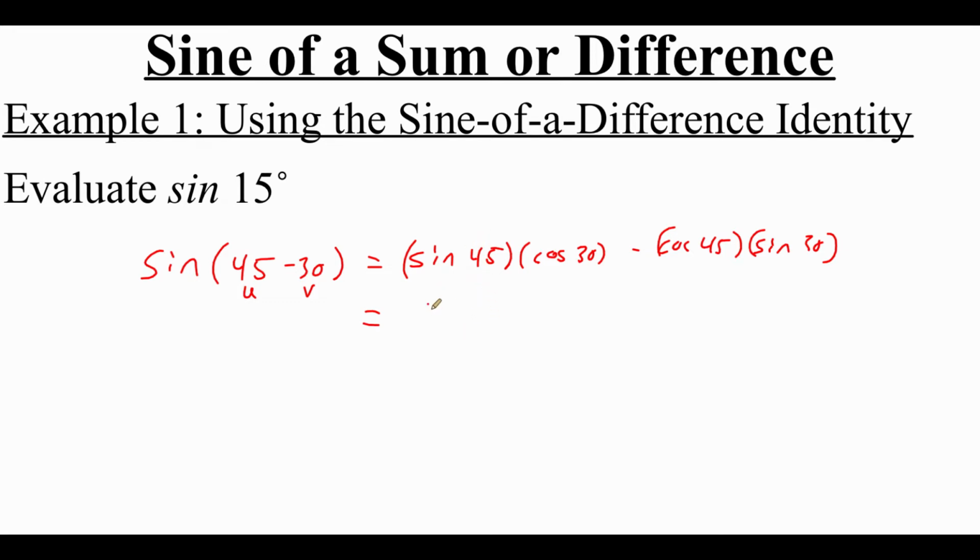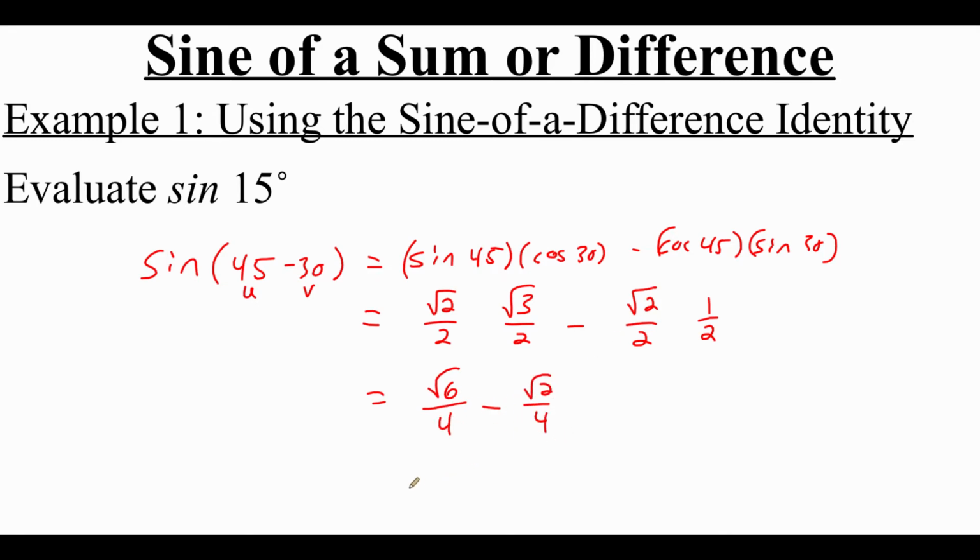So the sine of 45 degrees is root 2 over 2. The cosine of 30 degrees is root 3 over 2. Minus the cosine of 45 is root 2 over 2. And the sine of 30 is 1/2. Now I'm going to multiply my fractions together. So root 2 times root 3 is root 6 over 4 minus root 2 over 4.